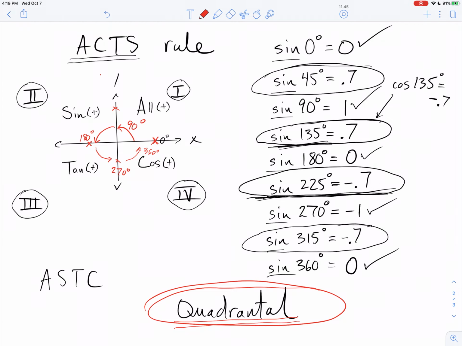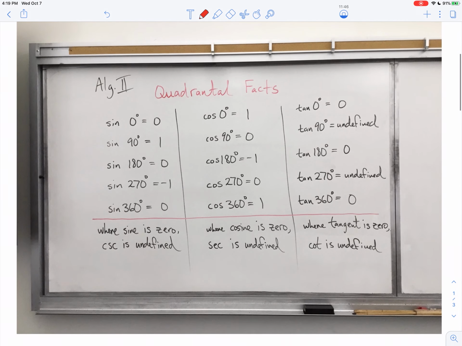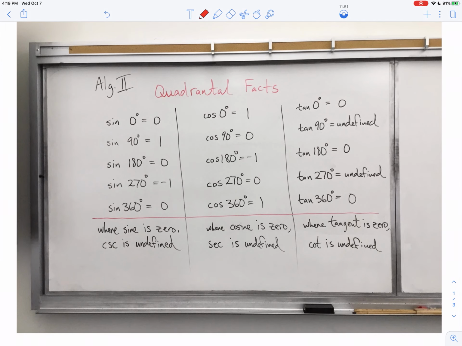Let me show you. I wanted to give you guys a blast from the past. Hey, look, that's my old whiteboard from the classroom. That's what it would look like if we were in the classroom. And this just says quadrantal facts. So all quadrantal angles are the ones that are 0, 90, 180, 270, or 360, or any multiple of that. I know that a 720-degree angle will land me at the same spot as a 0-degree angle. So any of these angles, there's a pattern to them.